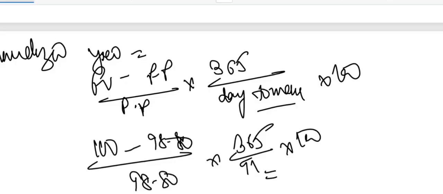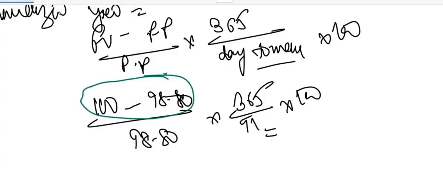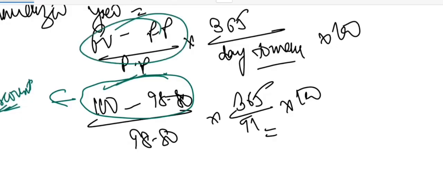So this gives you the discount, right? If you look at the numerator here, this gives you the discount. So it is the discount divided by the purchase price.